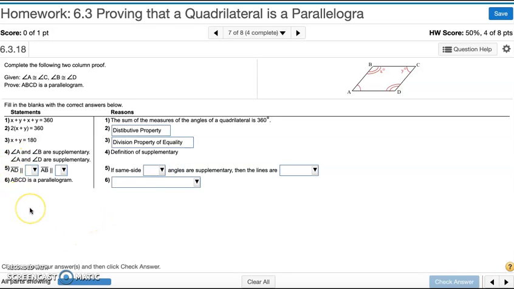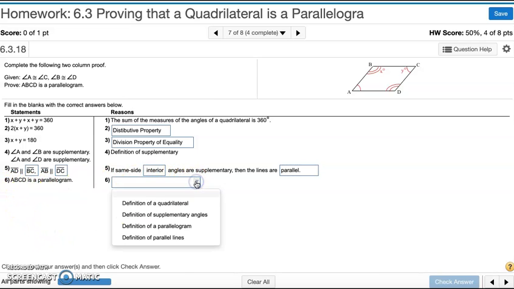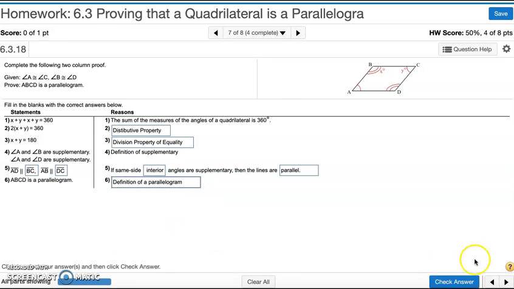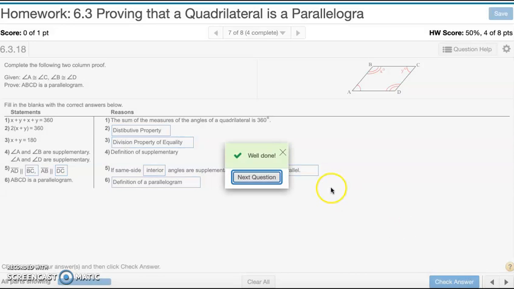Now in statement 4, we're told angles A and B are supplementary, and angles A and D are supplementary. So for 5, AD is parallel to BC, and AB is parallel to CD, opposite sides. Now, if same side interior angles are supplementary, then the lines are parallel, which we saw from 4 that they are supplementary. So now ABCD is a parallelogram because this is the definition of a parallelogram. And that's number 7.